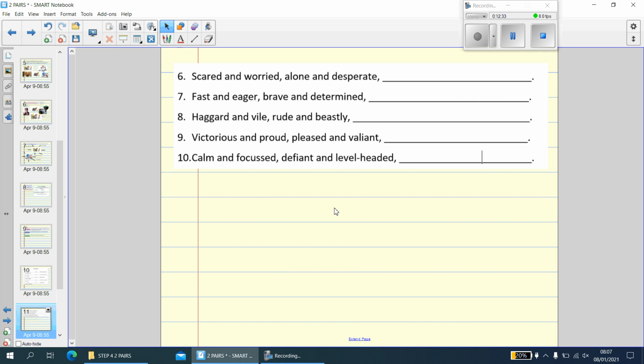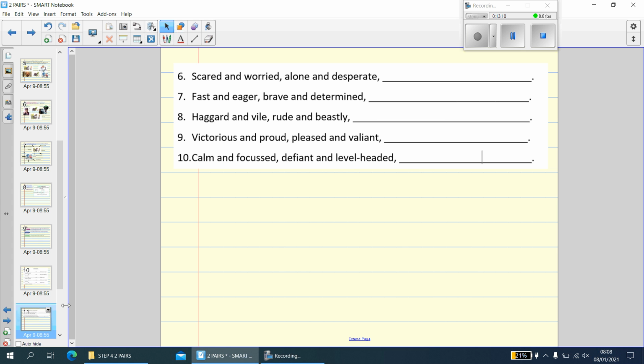When you're answering these questions, you'll have to have a think about which character those adjectives are describing. So scared and worried, alone and desperate. Is that going to be Grandma or is that going to be George? Who's going to be scared? It's going to be George. So the rest of my sentence here will be about George. And you'll have to read through the adjectives I've given you. So for example, haggard and vile, rude and beastly. Well, that's going to be Grandma. I wouldn't describe George like that. Okay, so have a go at finishing these sentences for me. Pause me here and then press play when you're ready to finish off the lesson.